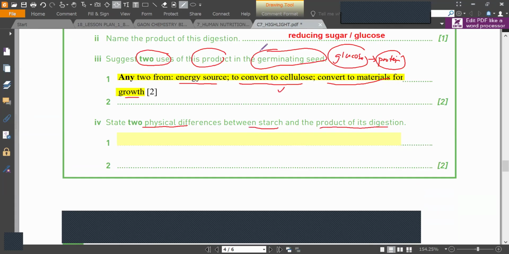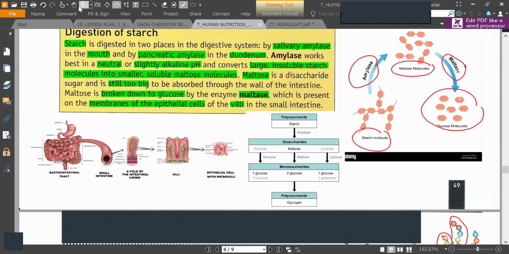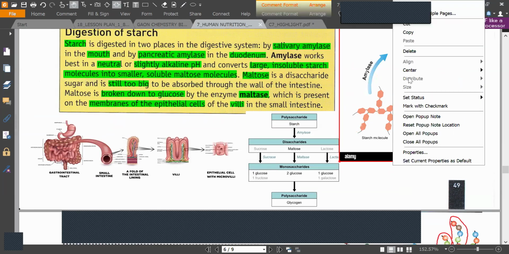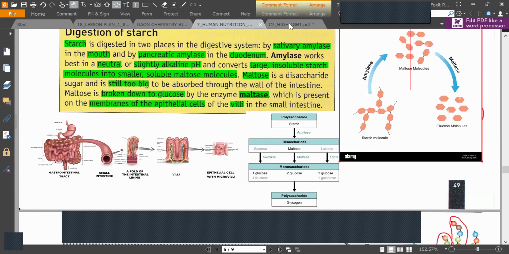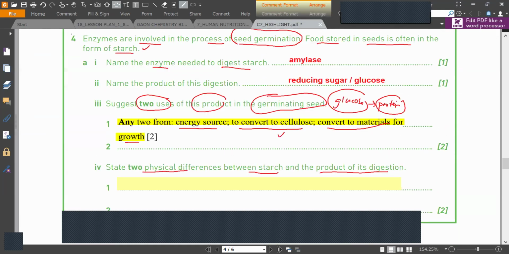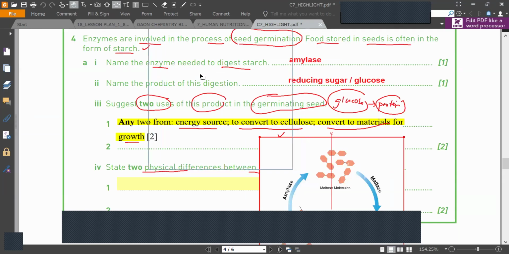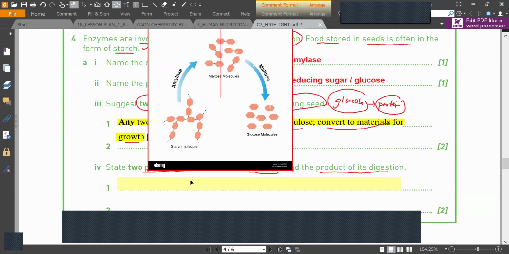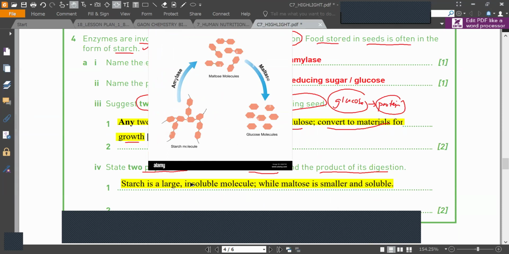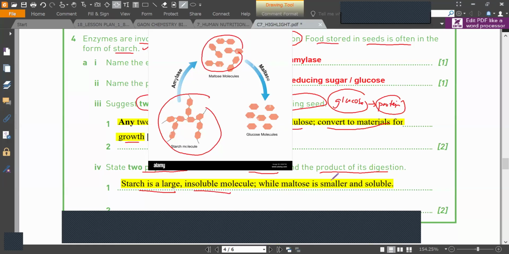Next. Two physical differences between starch and the end product of the digestion. So how is it different? Starch and glucose. Starch is a large insoluble molecule. So maltose or glucose are smaller and soluble.